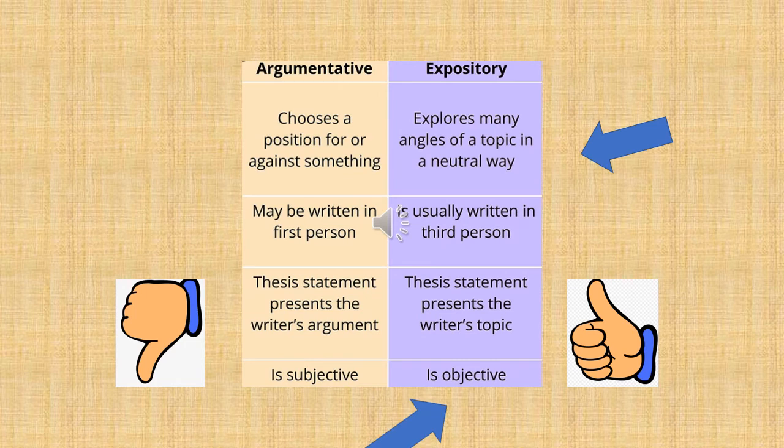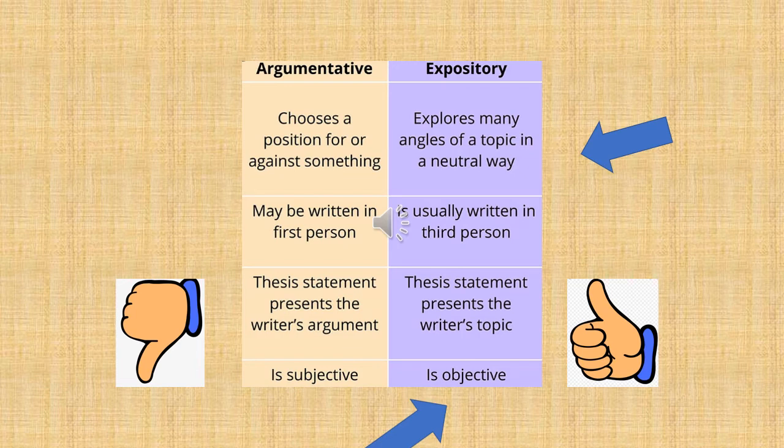Speaking of comparing and contrasting, one of those ways we can approach writing an informative essay. Let's compare and contrast argumentative versus expository. So argumentative, point number one, it chooses a position for or against something. We're not going to do that. Instead, we're going to do what's under the first box under expository. It explores many angles of a topic in a neutral way. And the second one under argumentative may be written in first person. That's fine. We could write ours in first person, but the expository is usually written in third person.